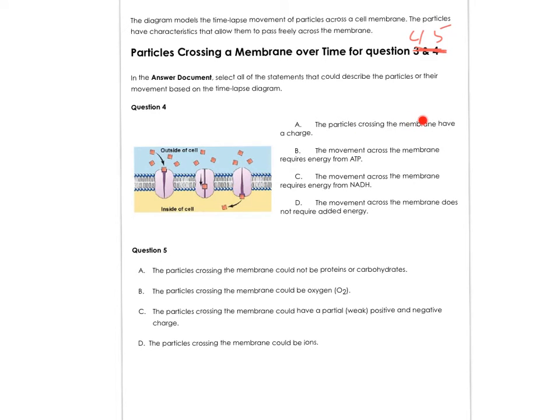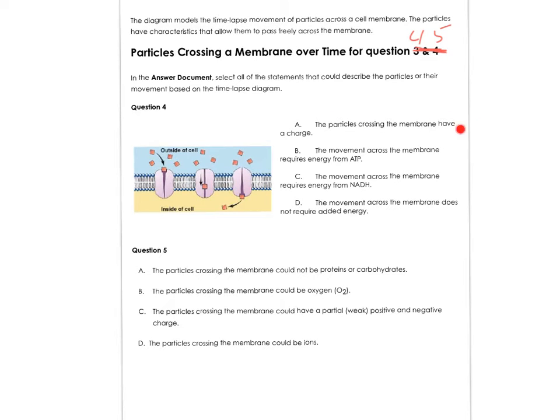So it says the particles crossing the membrane have a charge. Well, let's look and see what's going on here. They get this membrane protein, and it's allowing these particles to go through. These particles cannot go through without that membrane protein. They can't get through here, here, here, or here. They can only get through this membrane protein. They're going from high to low, so they don't need any extra energy. They are getting help. So this would be called facilitated diffusion, right? So it's getting help to diffuse because it's going from high to low. If it were going from low to high, that'd be another question.